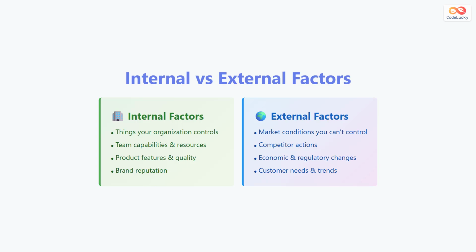It's crucial to understand the difference between internal and external factors. Internal factors, which include strengths and weaknesses, are things your organization controls. These are team capabilities, resources, product features, quality, and brand reputation. External factors, which include opportunities and threats, are market conditions you cannot control. These include competitor actions, economic changes, regulatory shifts, and customer needs. Knowing which factors you can influence and which you cannot helps you develop better strategies.